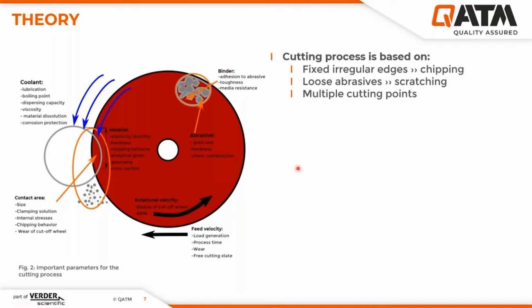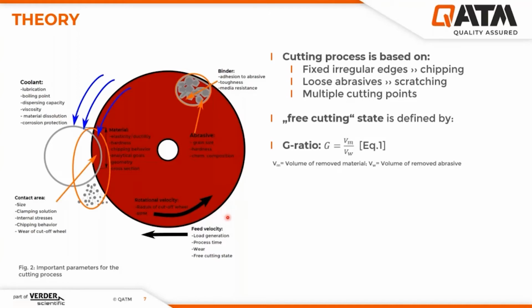We always have a multitude of cutting points active across this cutting arc here. Ideally, we work in the so-called free cutting state, which in principle only means that you can enhance the feed velocity without consuming more energy. Modern cutoff machines, you can see this in the menu by constant staying energy consumption of the main motor. And why can this be the case?